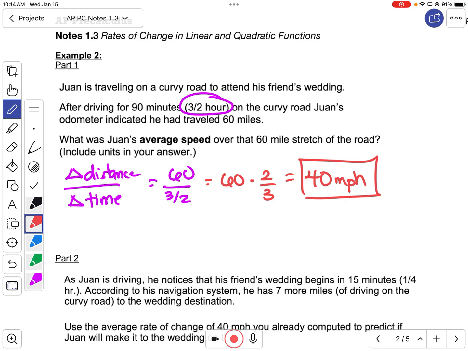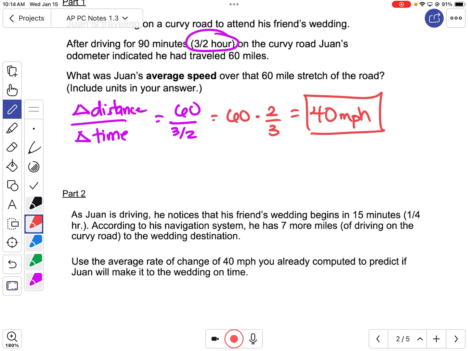Now, they take that question a little bit farther in part 2, and it says, as Juan is driving, he notices that his friend's wedding begins in 15 minutes, which happens to be a quarter of an hour. According to his navigation system, he has 7 more miles of driving on the curvy road to get to the destination. He must not have Waze, which tells me what time I'm going to get there. Just a thought. So we're going to use the average rate of change of 40 miles per hour that we already computed to predict if he's going to make it on time to the wedding.